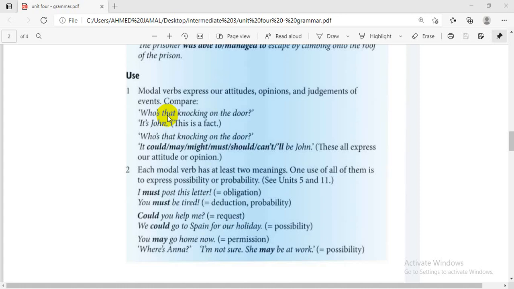الأفعال الشرطية تعبر عن مواقفنا وآرائنا وأحكامنا وكذلك الأحداث. Who's that knocking on the door? It's John. This is a fact. هذه حقيقة. Who's that knocking on the door? It could, may, might, must, should, or can't be John. This all expresses an attitude or opinion.